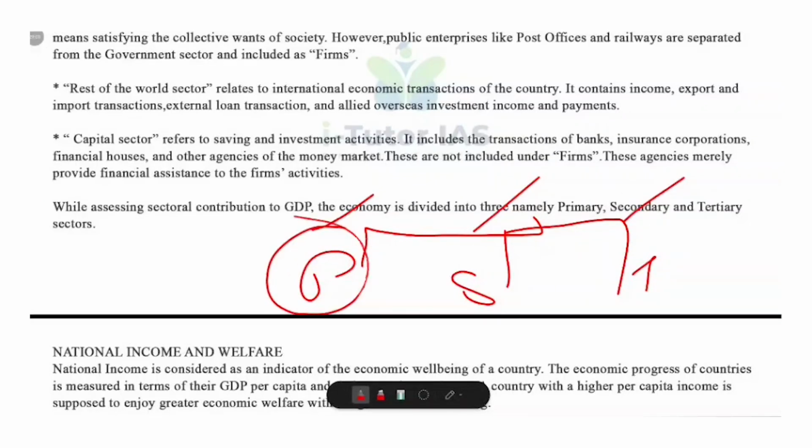Primary sectors include agriculture, mining, forestry and so on. Secondary sector includes manufacturing, industries, construction, etc. Tertiary sector means services like transport, banking, education, healthcare and so on. So the economy is like a big circle where households, firms, government, foreign sector and financial institutions interact. Money flows from one sector to another and together they form the national income and GDP.